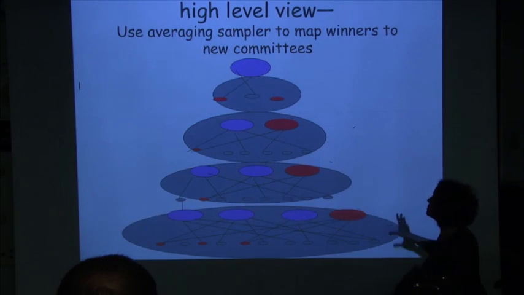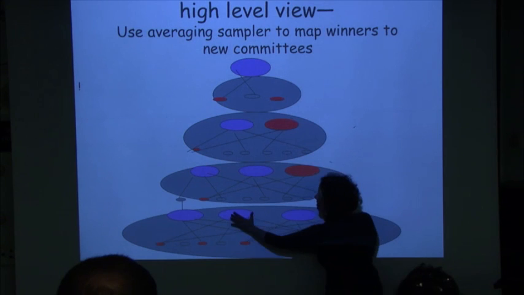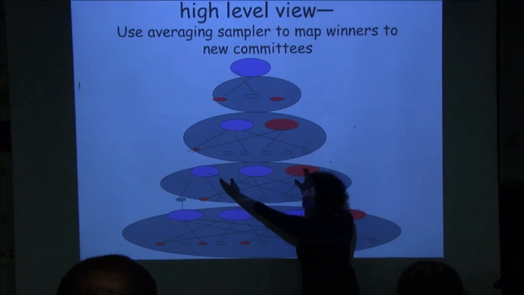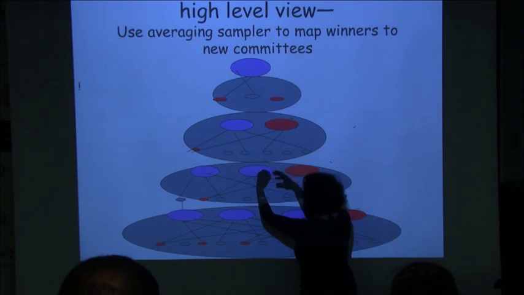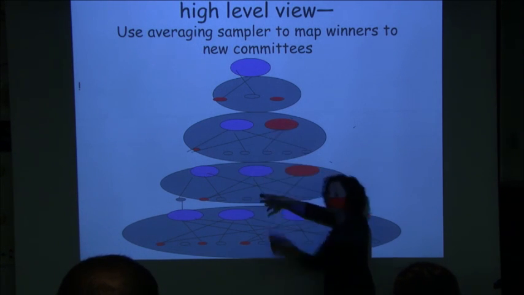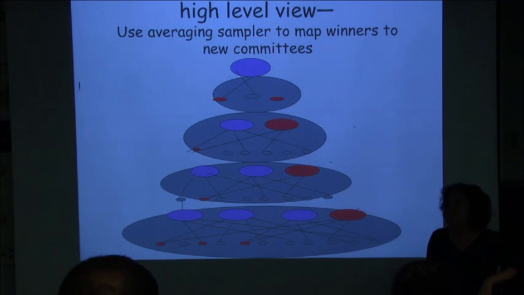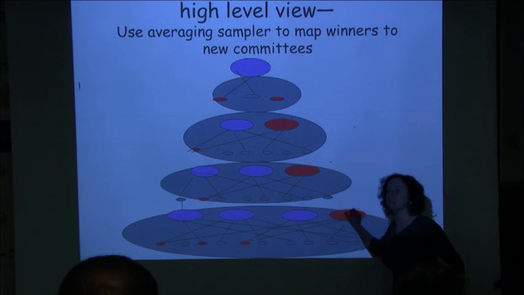Using those, we create a structure where we're electing people using Feige's algorithm. They're going to the top. We're mapping them again to subsets, to committees. They're running Feige elections, and so on, until we have a small set at the top. The committees are running the elections because they're small enough that we can do things fast.